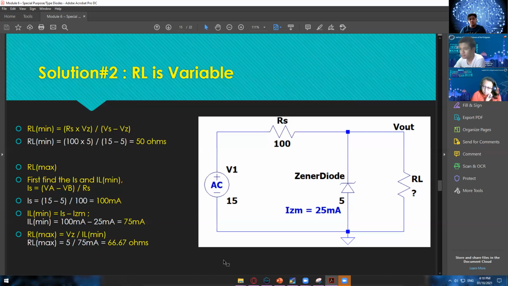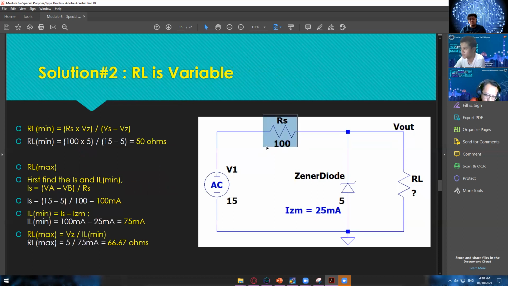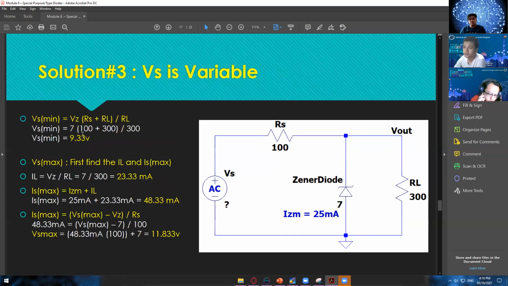Okay, so let's now proceed to example number 3, wherein Vs is the variable or the missing component. We have to find the minimum and then the maximum value of your Vs. IZM is still the same, 25 milliamps, but the value of your rated voltage and the RL is now different. The RS is still the same. Here are the formulas for the Vs min and the Vs max.